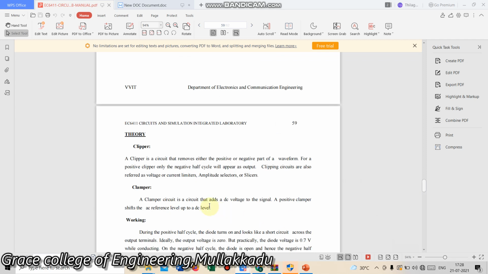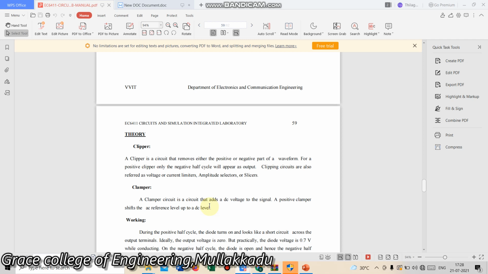Okay, then theory about the clipper. Clipper is a circuit that removes either the positive part of the signal or the negative part of the waveform. Positive clipper will clip only at the positive part, and the negative part will produce the same output. Similarly, for negative clipper, it will clip the signal at the negative half cycle and produce the positive as the same. Clipping circuits are also used in voltage limiter, current limiter, amplitude selector, slicer. Similarly, clamper. A clamper is a circuit which converts DC voltage.